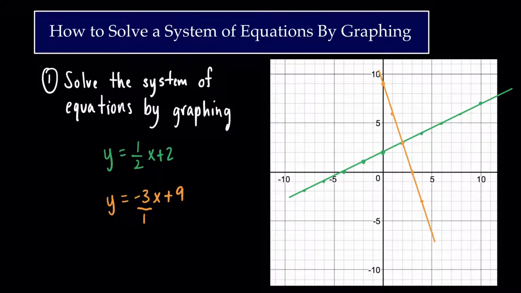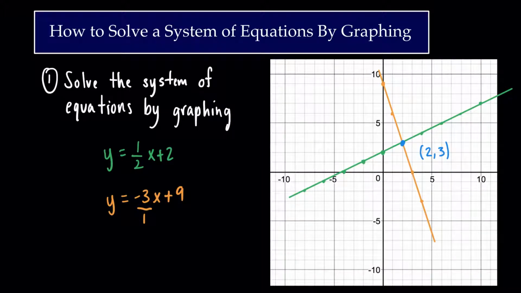And so the goal here when you solve a system of equations by graphing is to find the place where the two lines intersect each other. And I think that's pretty easy to see here that the solution in this case is right at this blue point, which happens to be at 2, 3.